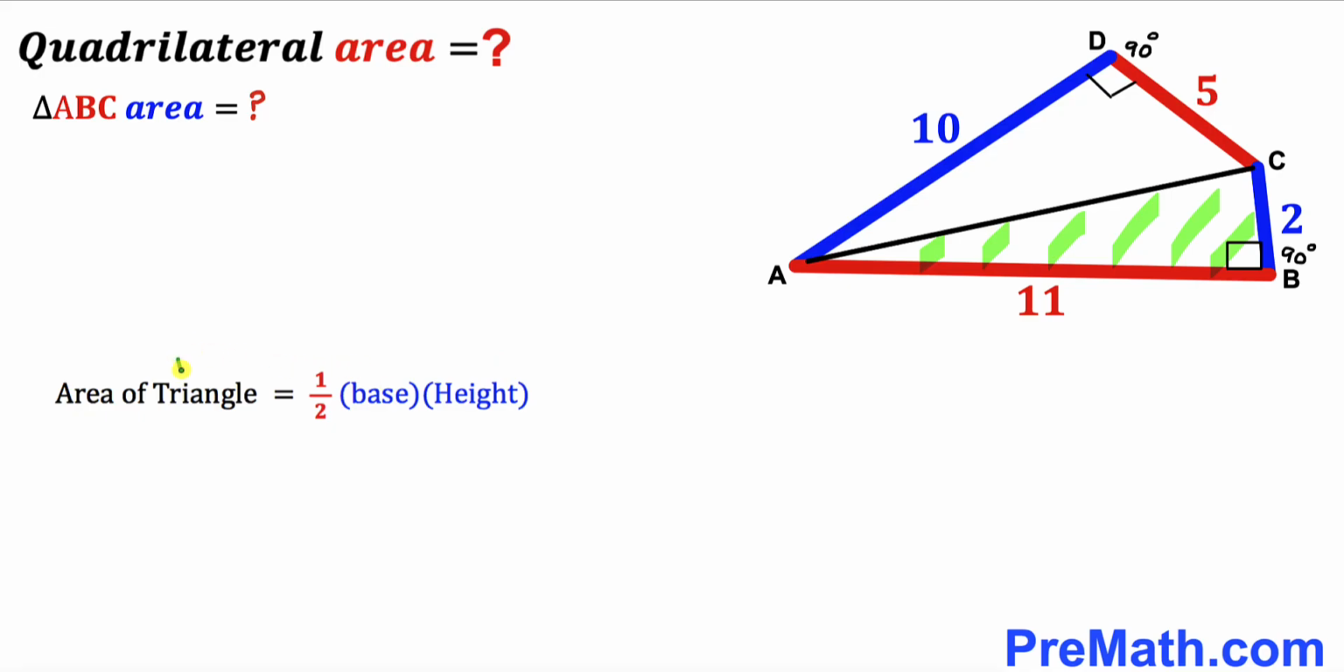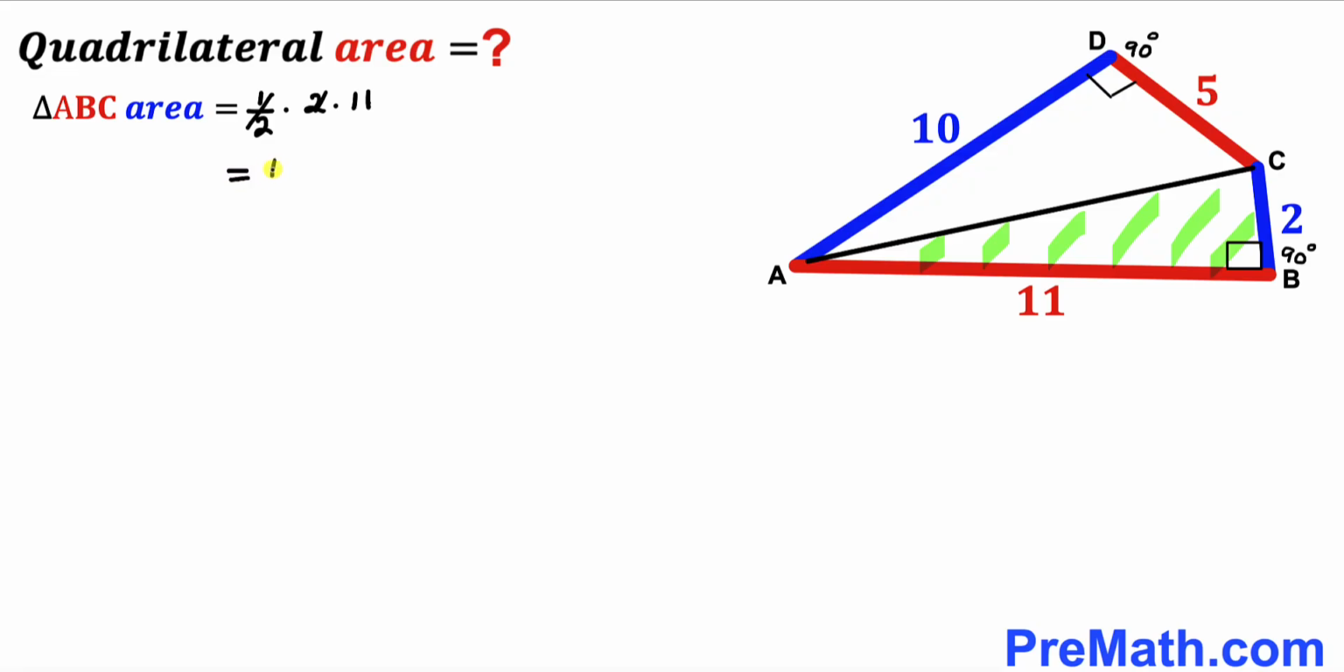Let's recall the area of a triangle formula. Area is always equal to a half times base times the height of the triangle. In our case, the base of this triangle ABC is 11, whereas the height is 2. So the area of triangle ABC is a half times 2 times 11. Here the 1 divided by 2 and 2 cancel out, so we end up with 11. The area of this triangle ABC turns out to be 11 square units.